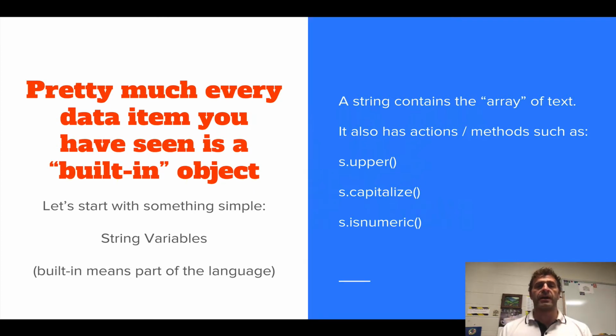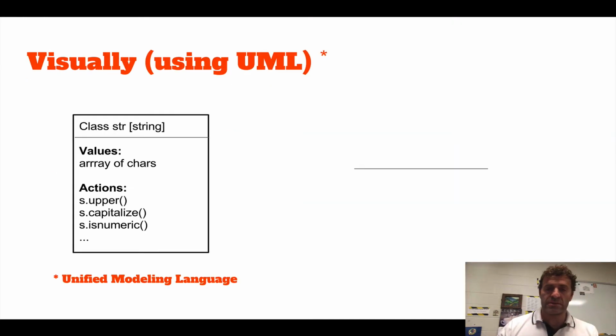But every data item in Python is pretty much an object, okay? So like a string, for instance, the string itself is an object. It has the data items, which are the letters in the words, the characters rather, and it has actions, such as if you want to make it uppercase, capitalize it, and so on and so forth. So it has both data items and actions.